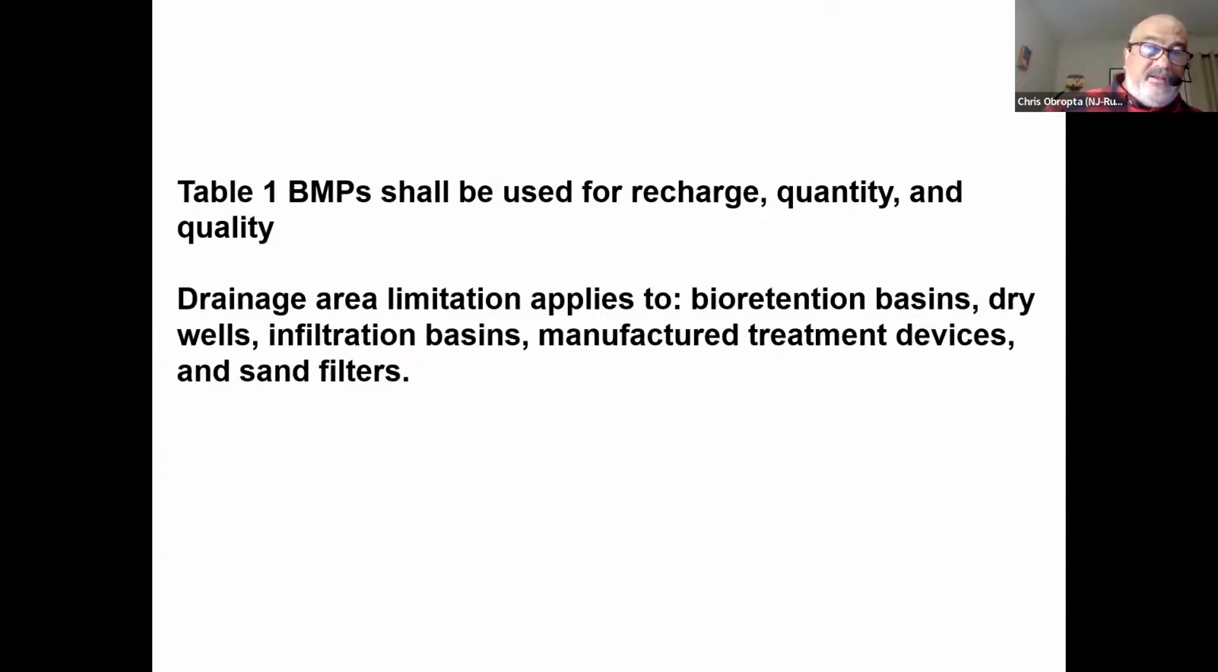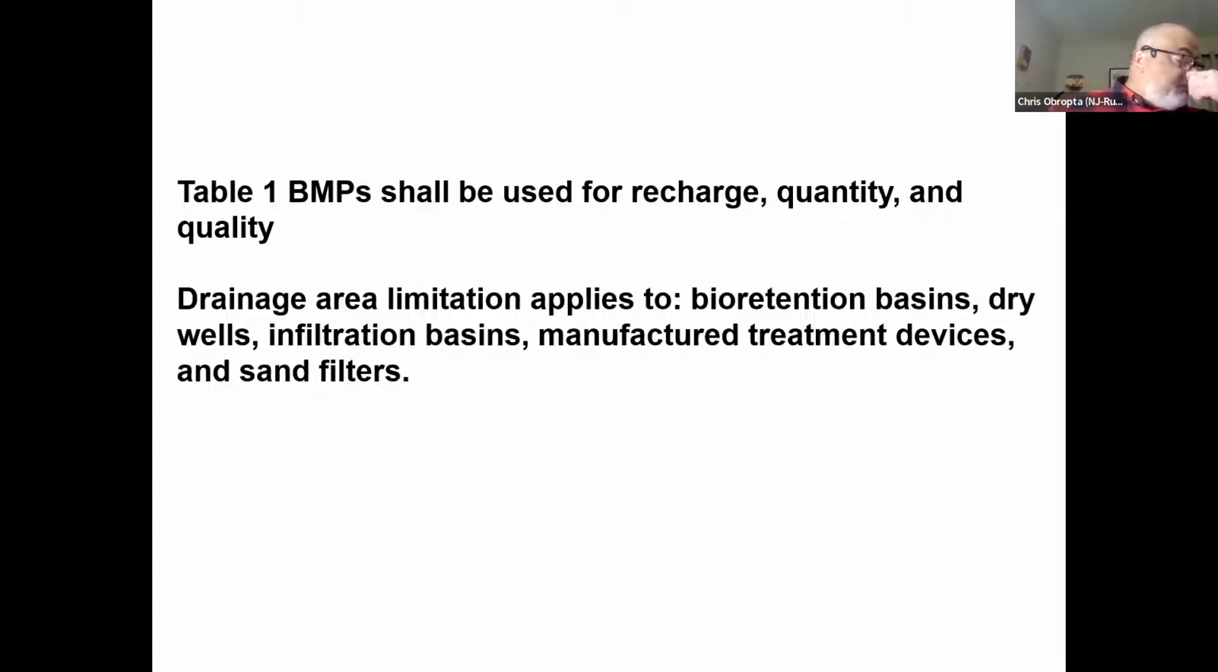And it's really important that there's drainage area limitations that apply to these. Before, when we developed, we would put houses up and put a big basin at the bottom of the hill, and we collect all the water from that whole development into that basin. Now, the most you can put into these practices for the quantity, or for the quality and the recharge, are up to 2.5 acres. So now you're going to have much smaller systems scattered throughout the entire development.